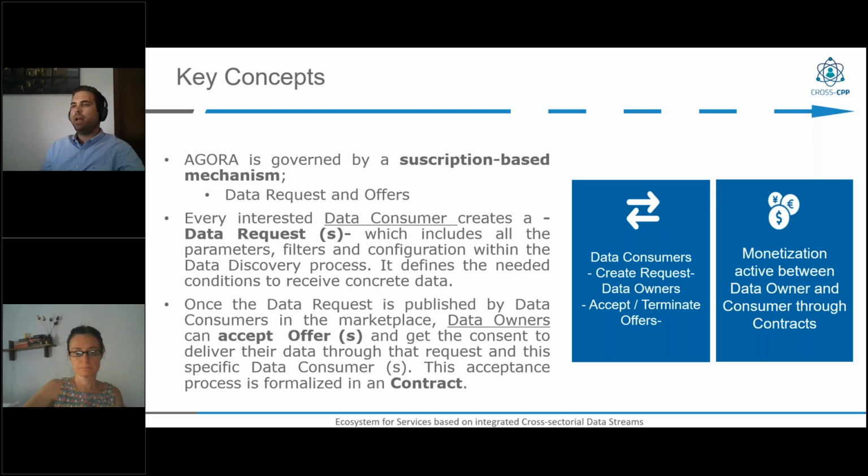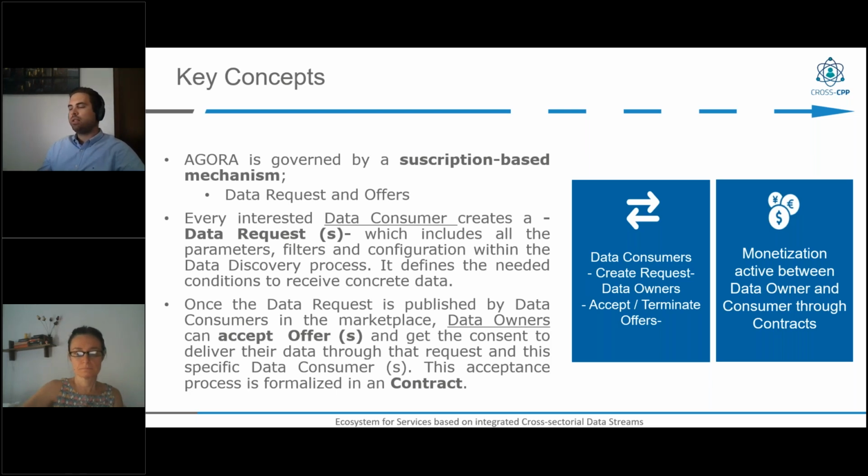As you can read here, every interested data consumer creates a data request, which includes the parameters, the filters, and all the configuration that we would like to apply during the data discovery process. Then this data request is published in the data consumer front end, and they can see it and accept the offer if they are interested in what is being offered. For example, we can introduce here: if you give me your information, I can give you a discount on my digital services, or a discount on the annual subscription that you have with me. This is the offer that we make to the data owner, and this is the request that the data owner accepts to put a contract in place.